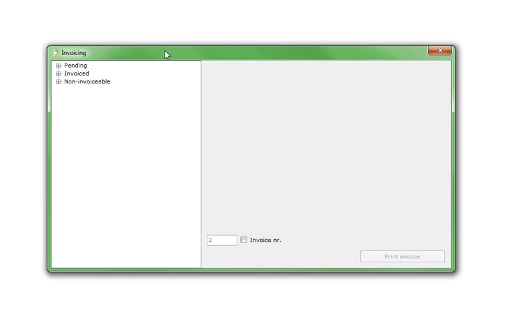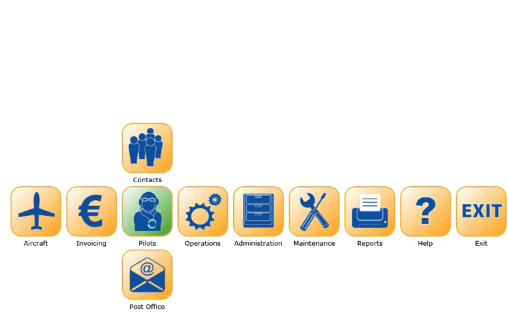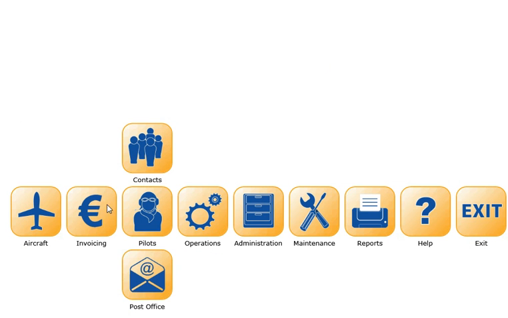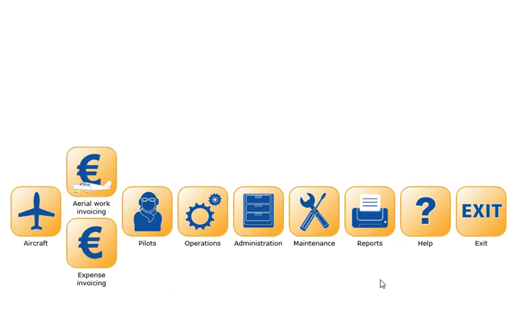Now that we have invoiced this pilot, if we go back to the pilot balance, we can see this invoice bringing the balance to 0. Now we can start adding charges, and next month or whenever we want, we will invoice that pilot again. Okay, I think that's it for expense invoicing. Thank you very much.